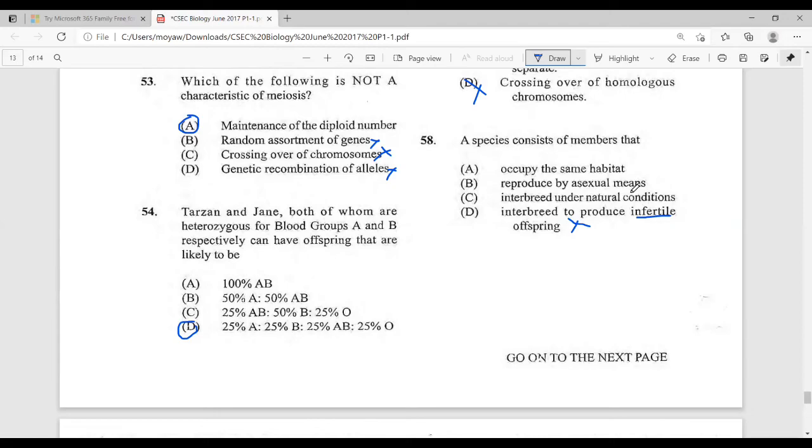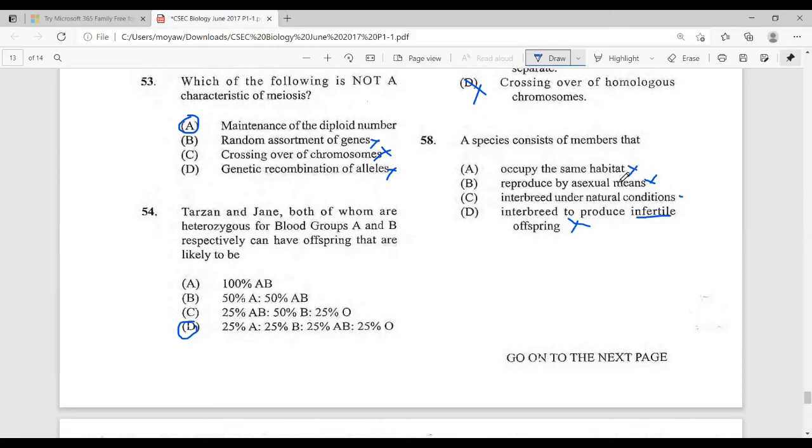The next thing, can interbreed under normal condition, well, natural condition, then yes. B, reproduce by asexual means. So I am saying no to this because species don't only reproduce by asexual means, so this wouldn't be the best definition. And then A, occupy the same habitat. Not all species occupy the same habitat, and habitat means it's your house or their home. So not all species live in the same place. Some live in different areas of the world or in the ecosystem. So this one is out.